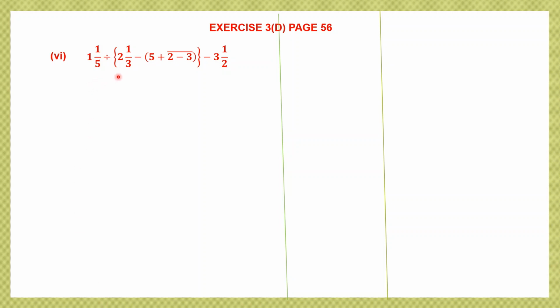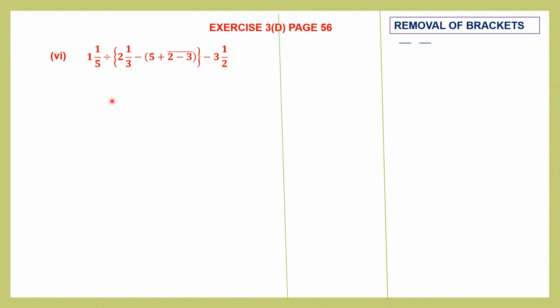So here again we have brackets and there are different types of brackets here. We have the curly bracket, the parenthesis and the bar bracket here. And we also know the order in which brackets have to be removed. So let's revise the order.